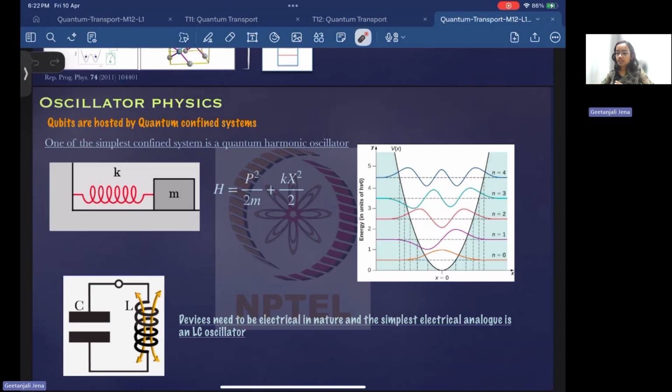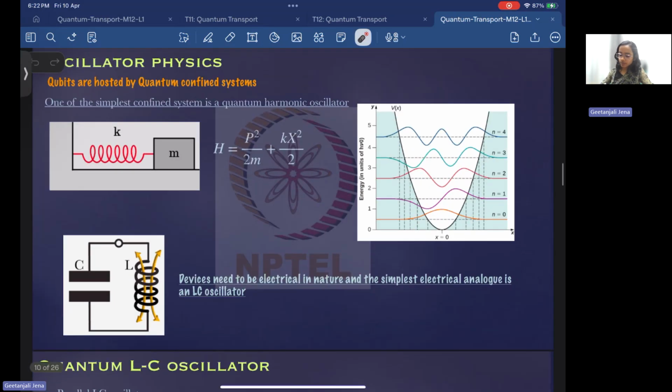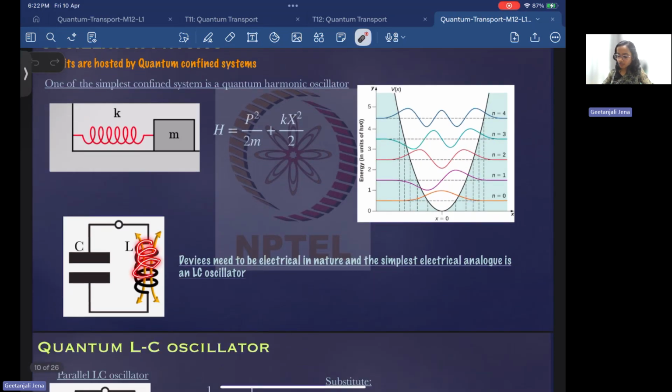But when we consider the qubit system, we are discussing electrical devices. So we need to study this confined system from the electrical point of view. The electrical analog of this harmonic oscillator is nothing but an LC oscillator, where we have an inductor of inductance L connected in parallel to a capacitor of capacitance C. The energy oscillates back and forth between this inductor and the capacitor.